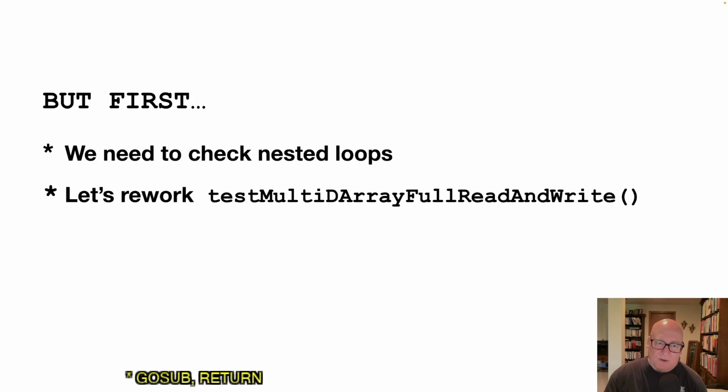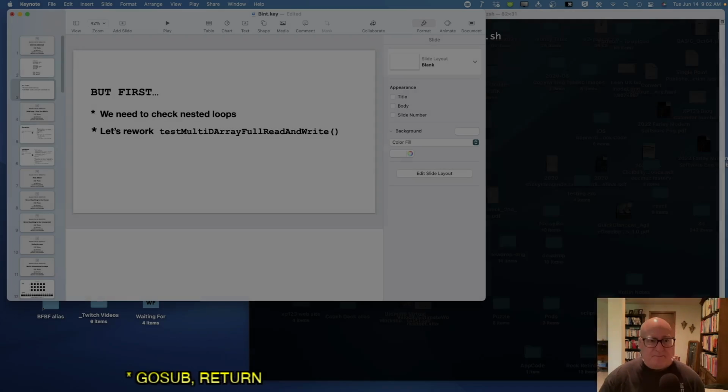But first, I realized we had not checked nested loops, and we have a long test that gave us a bunch of trouble last week, just trying to debug it in BASIC and Swift at the same time. Test multi-D array full read and write. So the goal there was writing numbers into a 2D array and then reading them back out and making sure everything had a number in the right place. So let's start there.